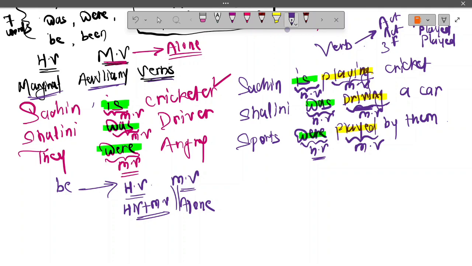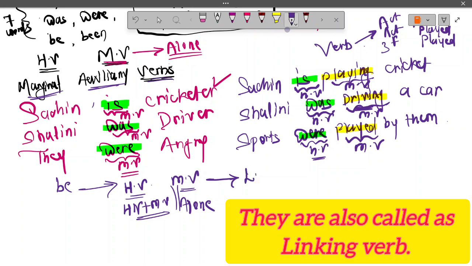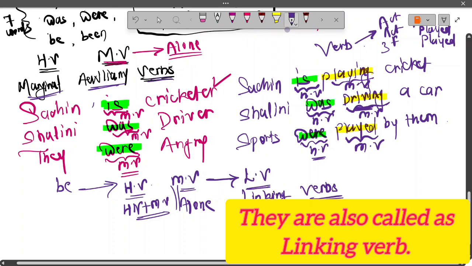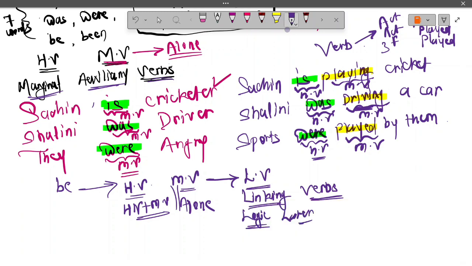ओके, नाउ वन थिंग यू नीड टू अंडरस्टँड, वेनएवर दे आर यूज्ड ॲज अ मेन वर्ब, त्यांचा नॉमेनक्लेचर काय इंग्लिश लँग्वेजमध्ये? They are known as what? The linking verbs into the sentence. Now, why this name or the nomenclature is there? There is also a logic behind this. That why they are known as what? The linking verbs. That we will see into the later lectures. Thank you.